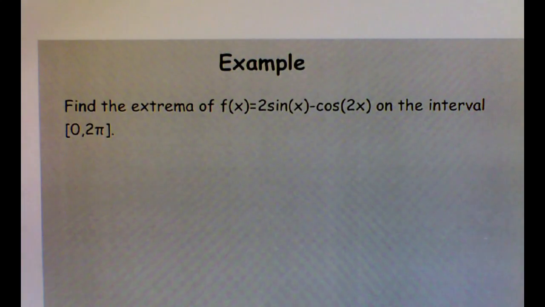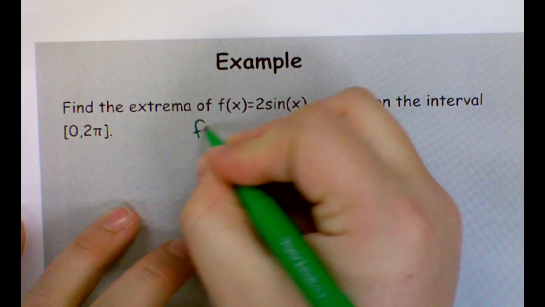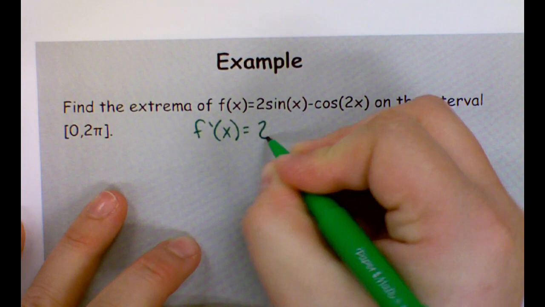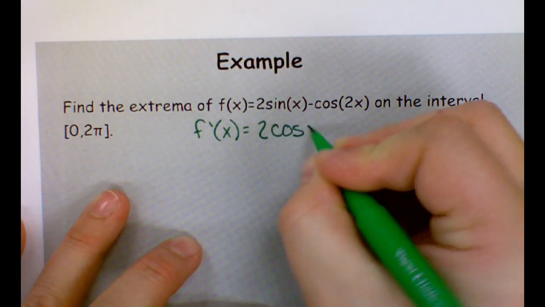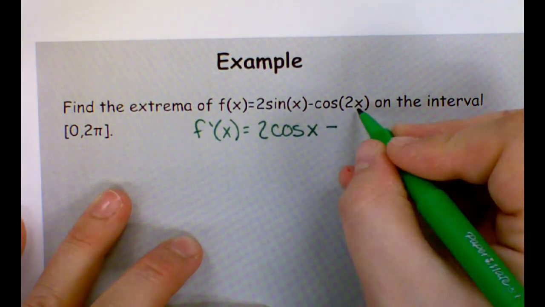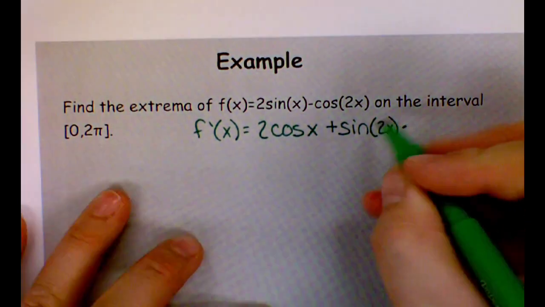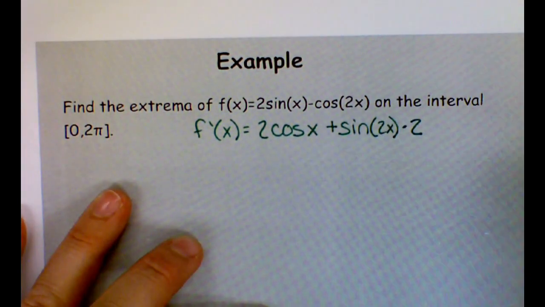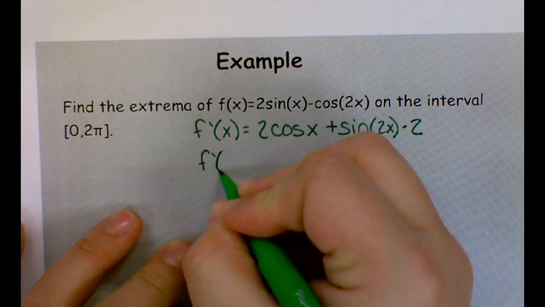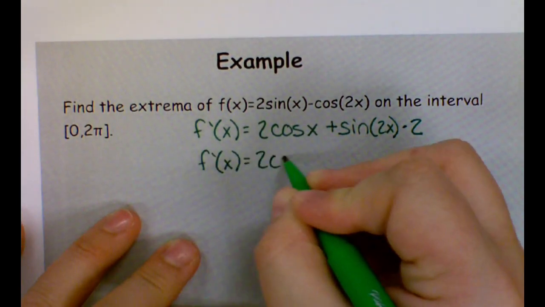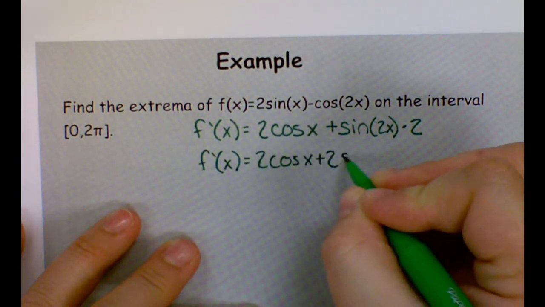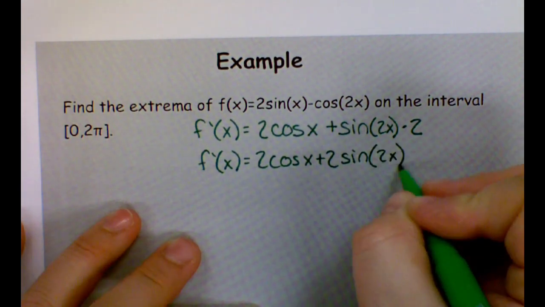Now, a trig function. Find the extrema of 2 sine of x minus cosine of 2x. We start off the same way that we've started all of them. We take the derivative. So f prime of x equals 2 times the derivative of sine, which is cosine of x, minus the derivative of cosine, which is negative sine of 2x. But remember, we need the derivative of the inside here, which is 2. So really my derivative is 2 cosine of x plus 2 sine of 2x.